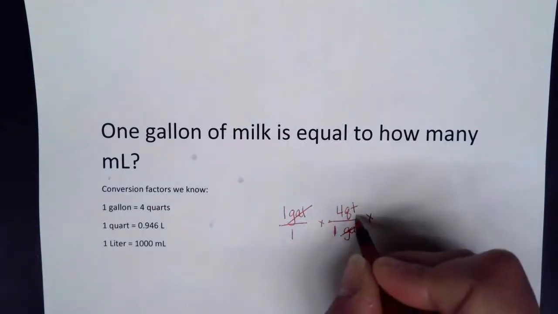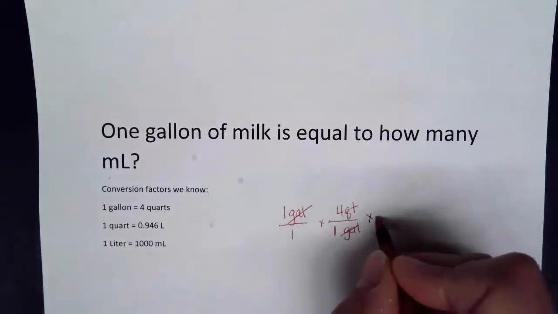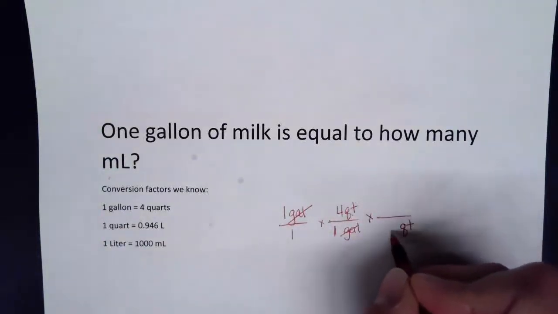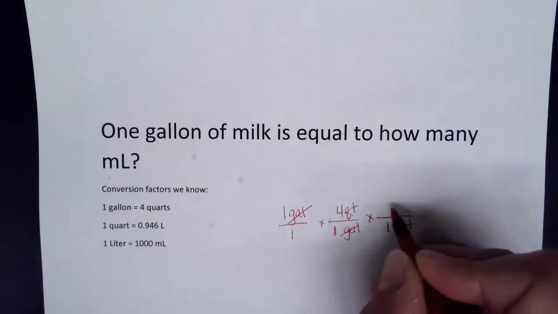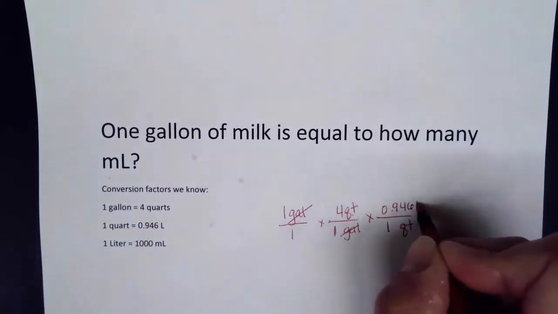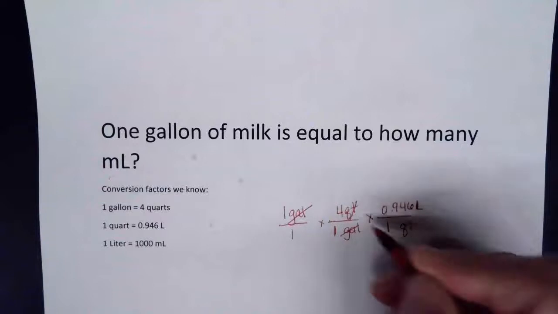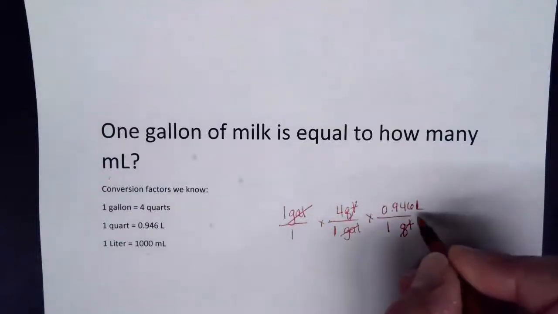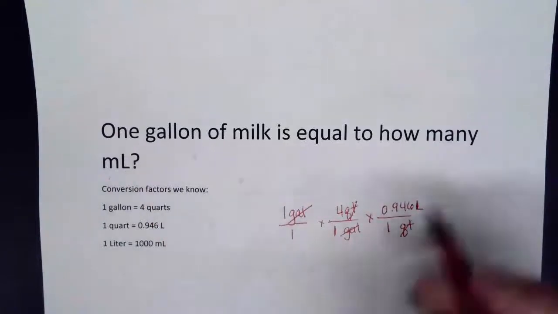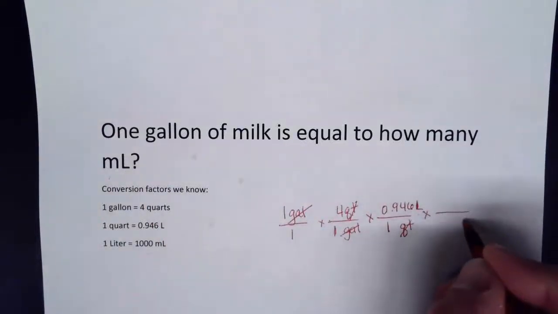If we stop here, the unit is quarts, and that's not what we want. We want milliliters, so we got to do another one. Quarts is on top. Quarts would be on bottom. We know that 1 quart equals 0.946 liters. Quarts would cancel. So if we stopped here, our units would be in liters, but that's still not what we want. We want milliliters. So we have to do one more.